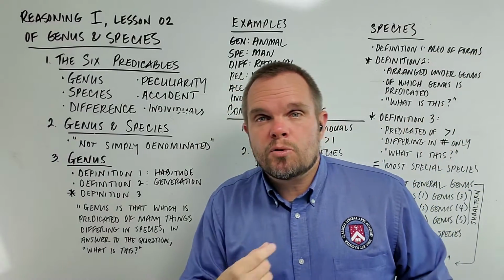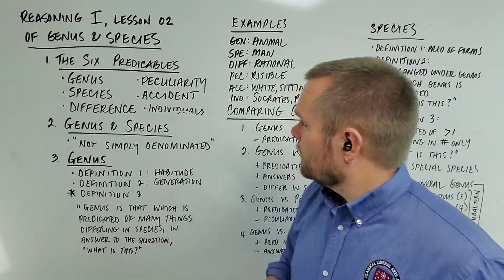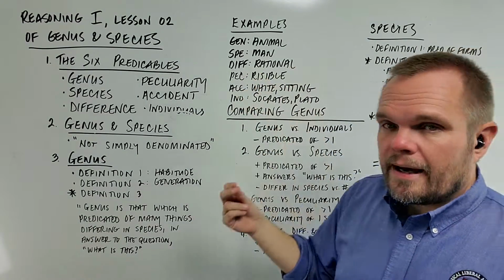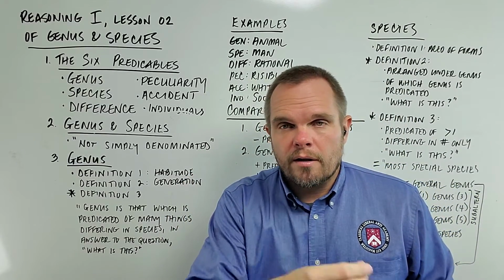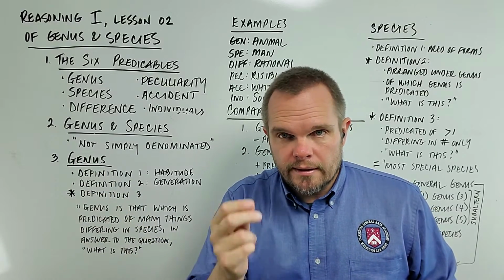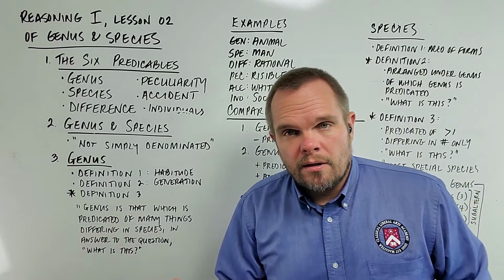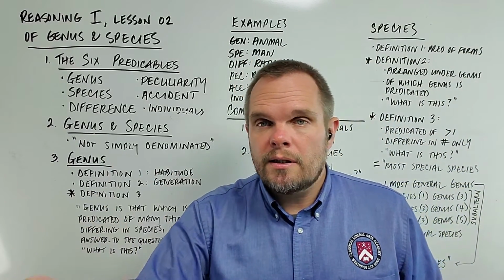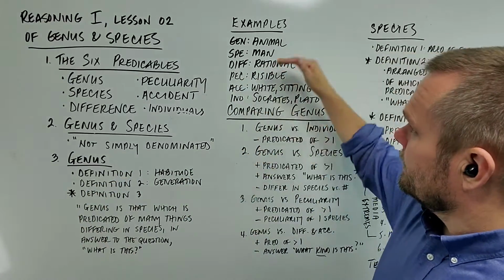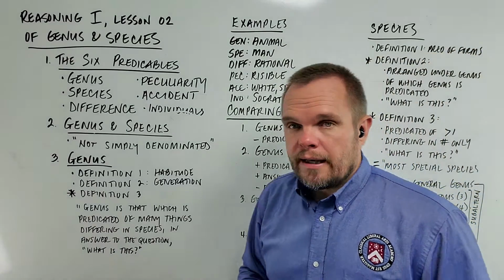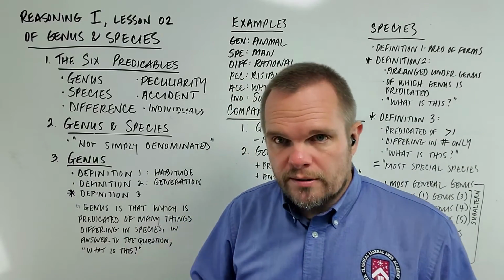Peculiarity is something that's true of only that class of things, but it doesn't define that thing. Difference is that which actually defines the species and sets it apart from all of the other species in the genus. Species is a class of things which answers the question, what is this? But they don't differ in species. There's no species under species. And then lastly, genus is that class of things which contains species and individuals, not just individuals.